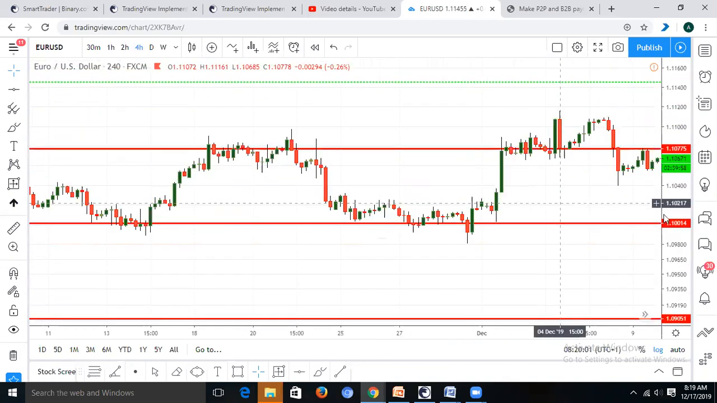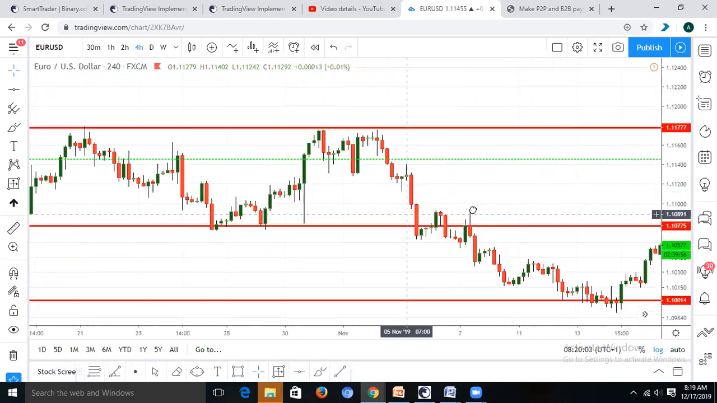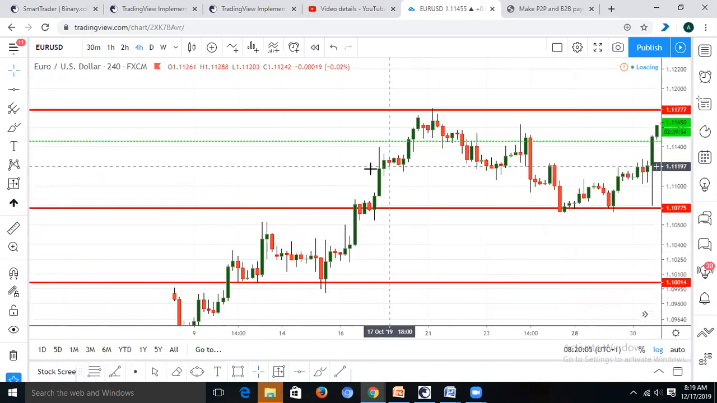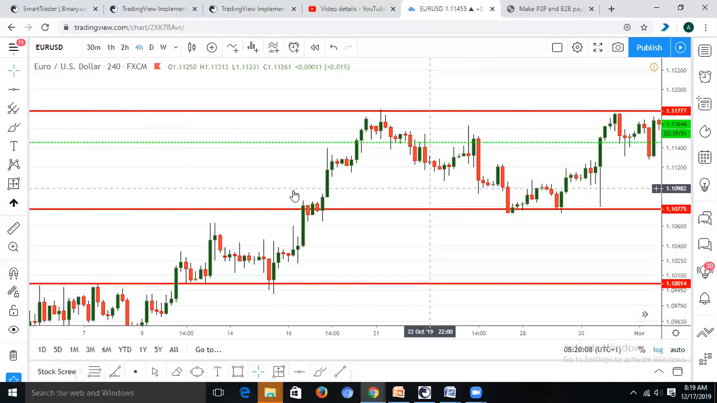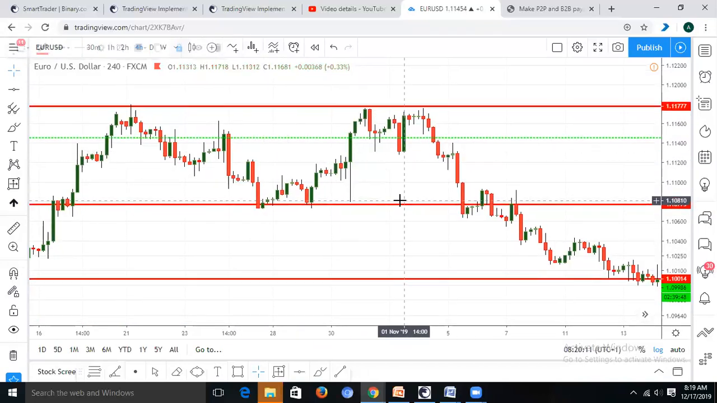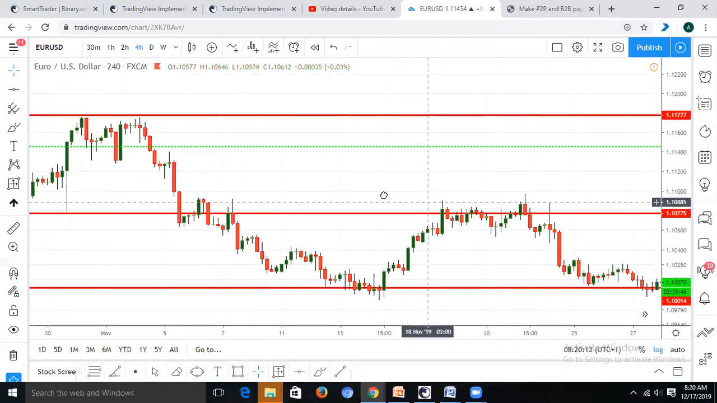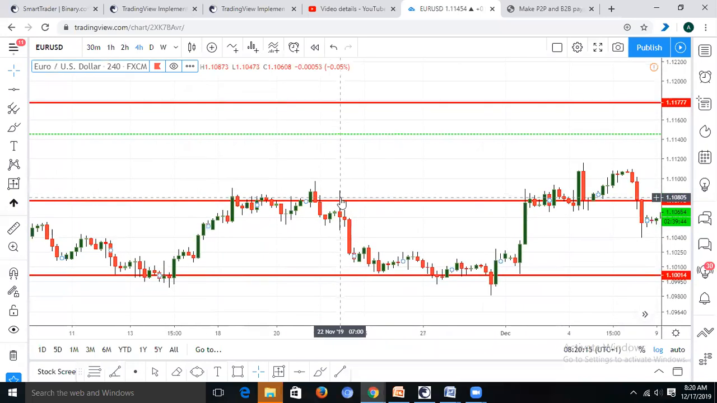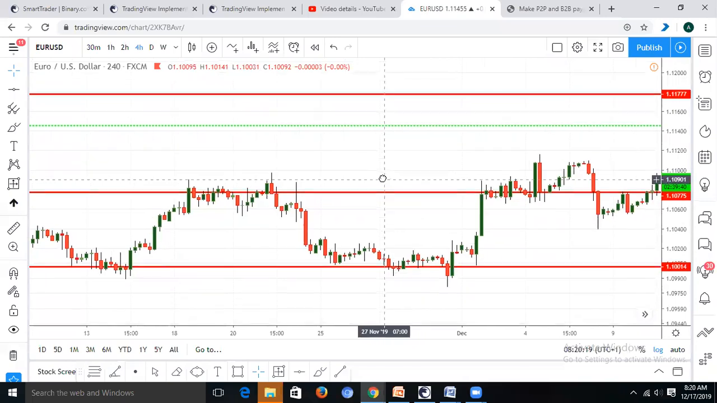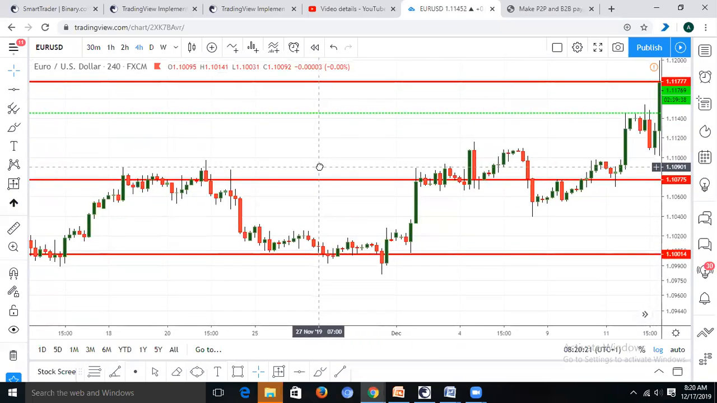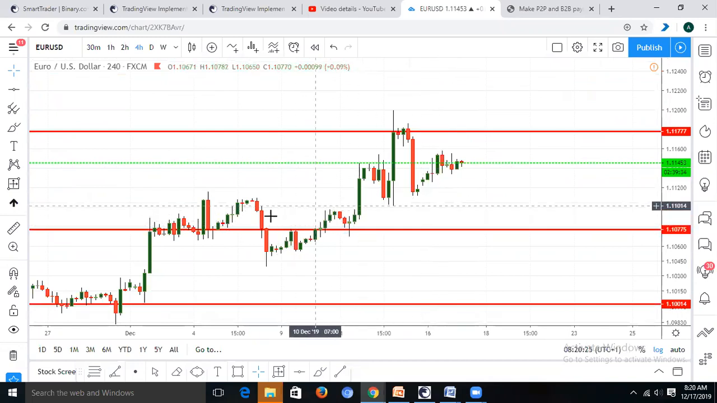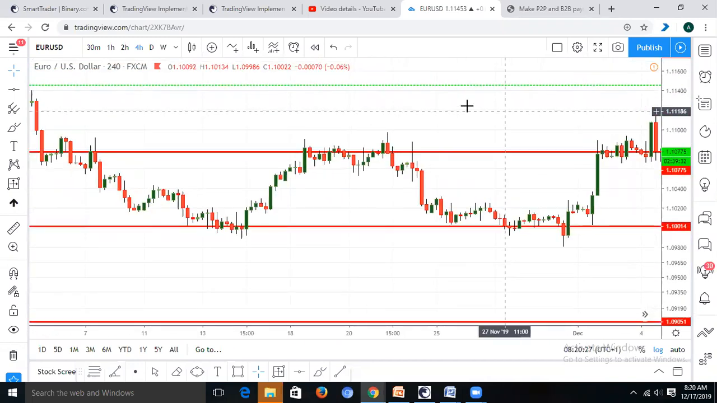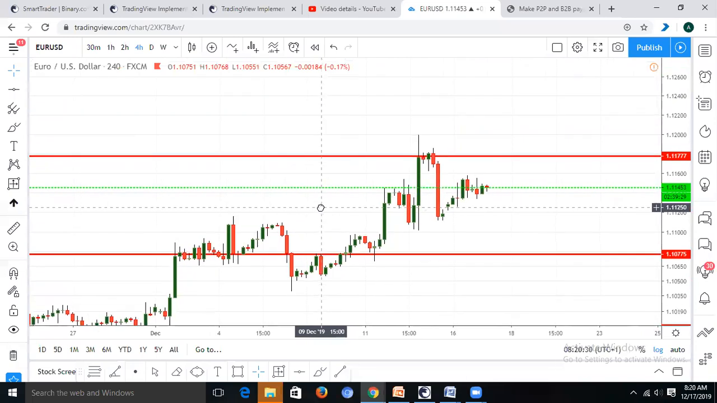You are going to be watching out for a trade setup. You see how price respects all these zones, no matter what. So this is for EURUSD.